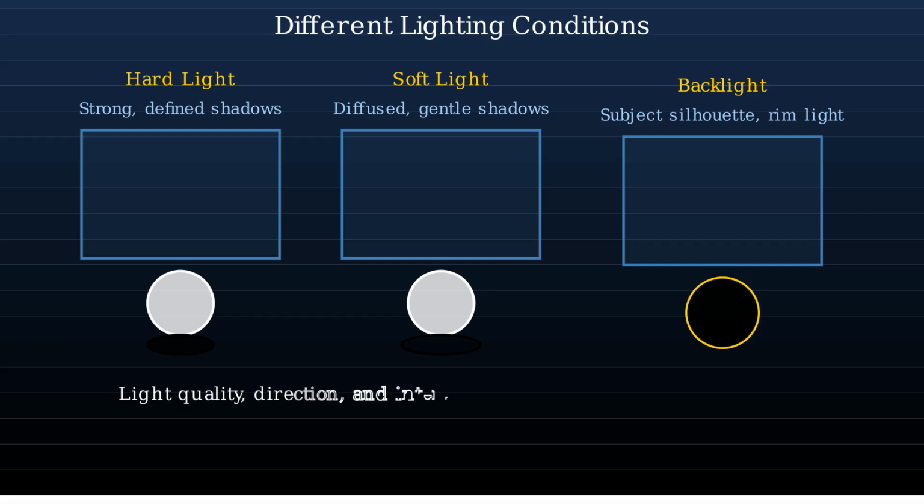The quality, direction, and intensity of light dramatically affect the final image. Understanding and controlling light is the essence of photography. As we've seen, without light, photography would be impossible. It is the essential element that makes all image creation possible.